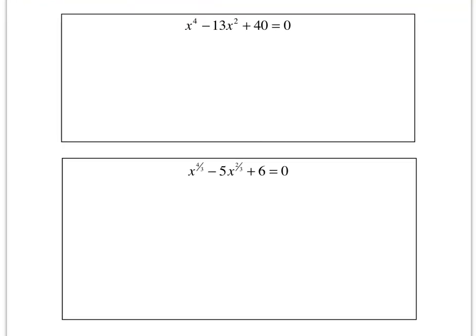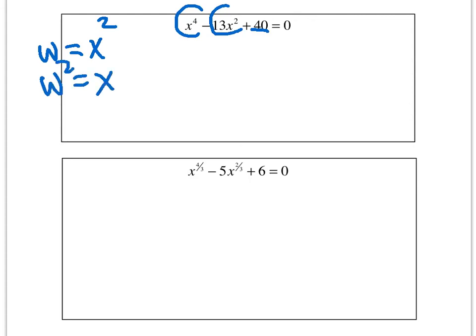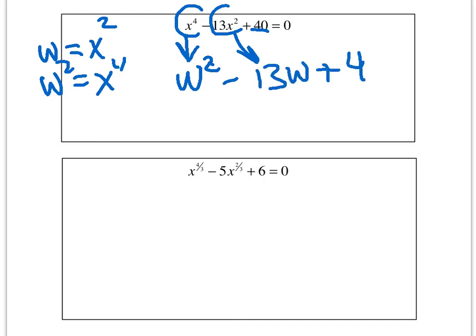We don't have a quadratic equation, but we do have the first term has degree that's double the second term here, and the third term is a constant. So this time we let w equal x squared, and then w squared is x to the 4th power. And so now we can substitute, this will be w squared minus 13w plus, the last term is still just 40, and that equals 0.